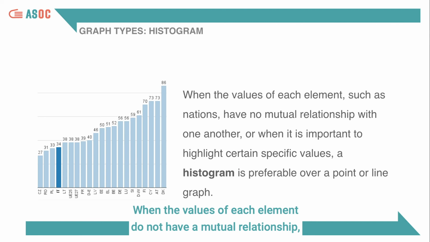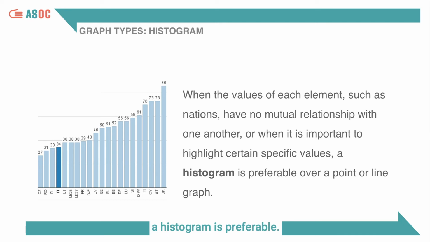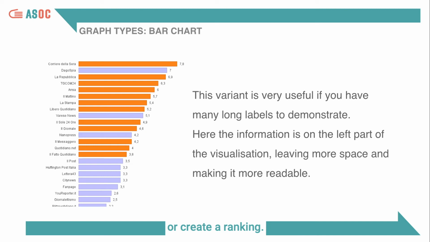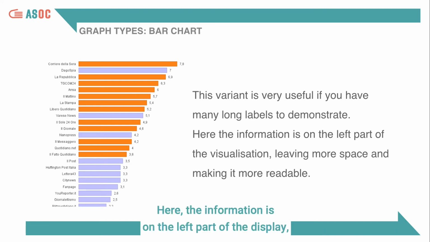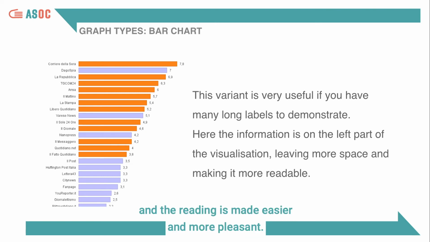When the values of each element do not have a mutual relationship with each other, or when it's important to highlight some specific values, such as the population of different countries, a histogram is preferable. A variation of the histogram is the horizontal bar chart, which is very useful if you have many long labels to show or create a ranking. Here, the information is on the left part of the display, so more space is left and the reading is made easier and more pleasant.